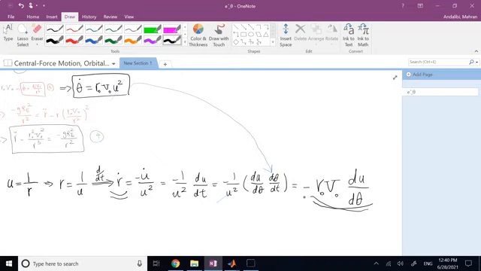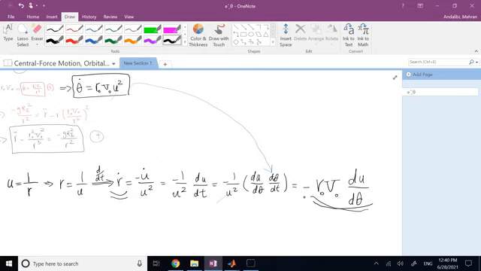And now I take another derivative, because what I need to replace in here is actually the R double dot term in equation number 4. So let me write it down here, that R dot was equal to negative R naught V naught, which are constants, du over d theta. Good. Now from this, I'll take another time derivative.